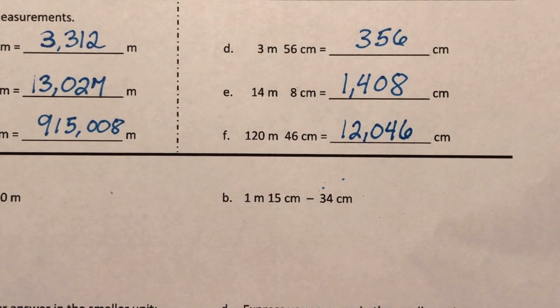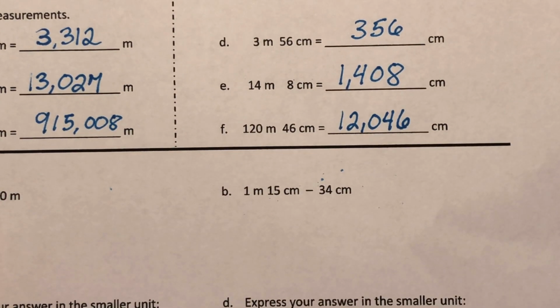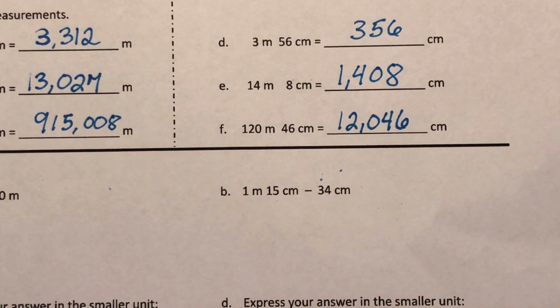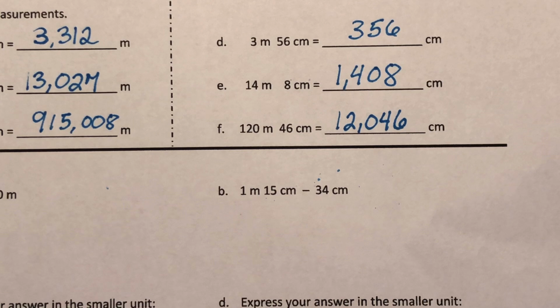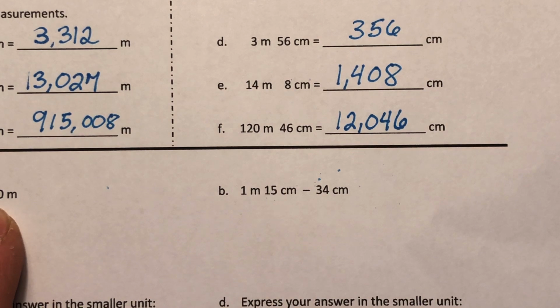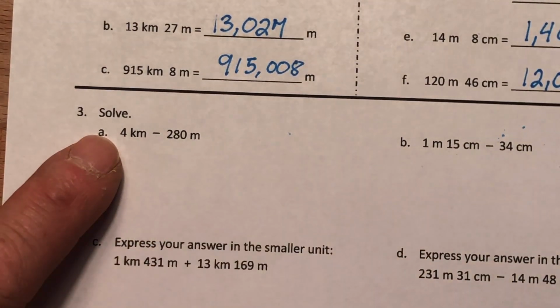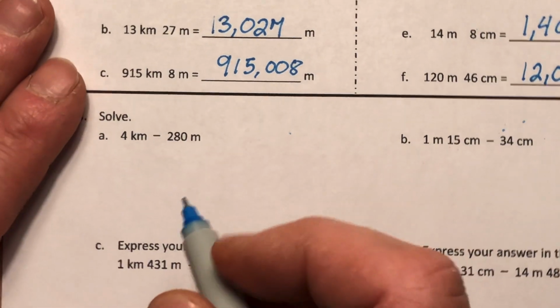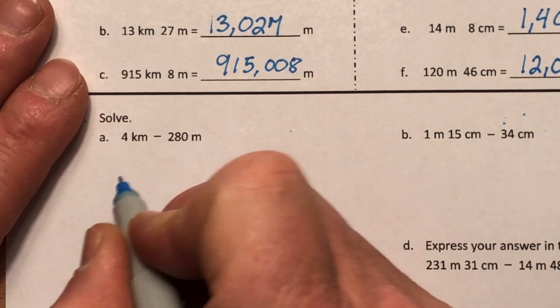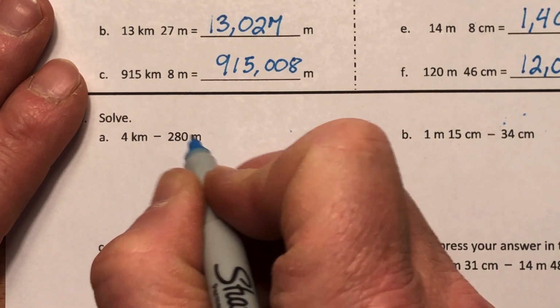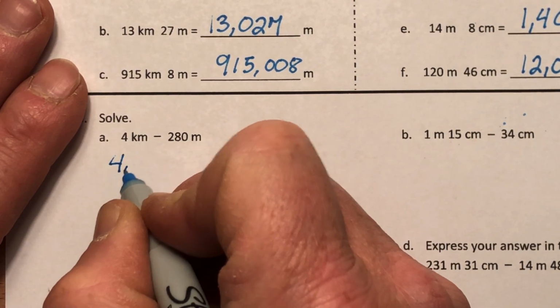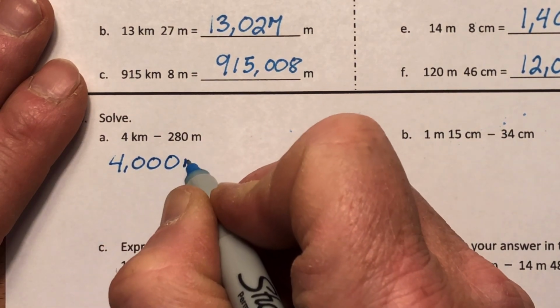All right. Now, down here, we need to solve these problems, and this is 4 kilometers minus 280 meters. So how am I going to do that? If I have 4 kilometers, I need to know how many meters that is. There's a couple different ways I could figure this out, but what I would do is convert both of these to meters first, okay? So if I've got 4 kilometers, how many meters would that be? Remember there's 1,000 meters in a kilometer, so this would be 4,000 meters, okay?